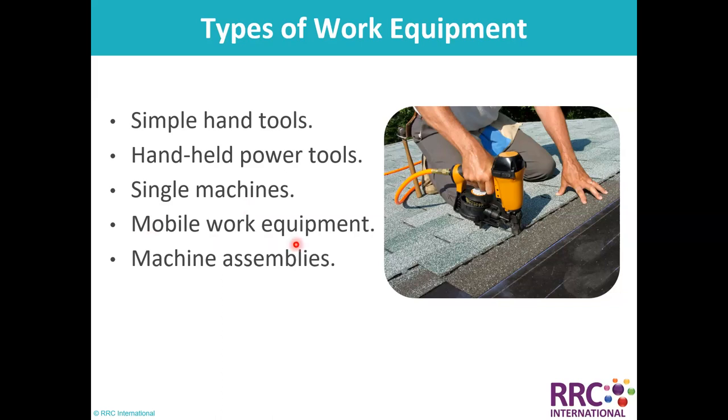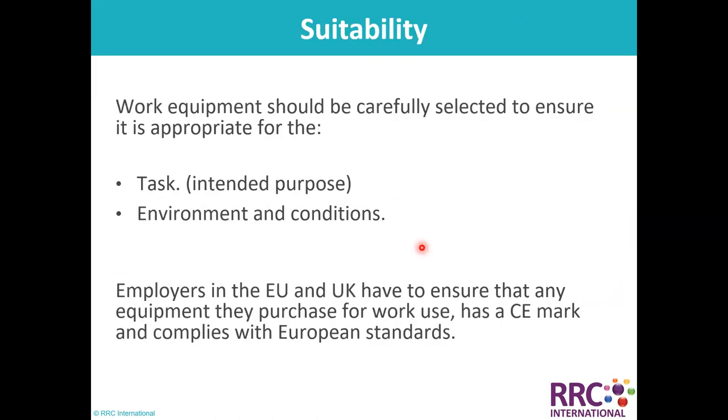Regarding mobile work equipment, we are having tractors or mobile cranes. Then machine assemblies, for example, when we are having different machines whose functions are connected with each other and assembled to give us one output. So these are different examples of work equipment. Whenever we are having work equipment, it is the requirement that employers have to provide the work equipment. And it is very important that work equipment should be carefully selected to ensure that it is appropriate for the task, for its intended purpose. If we need a screwdriver, we should be having a screwdriver.